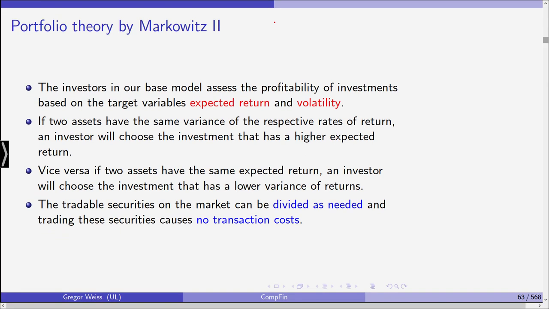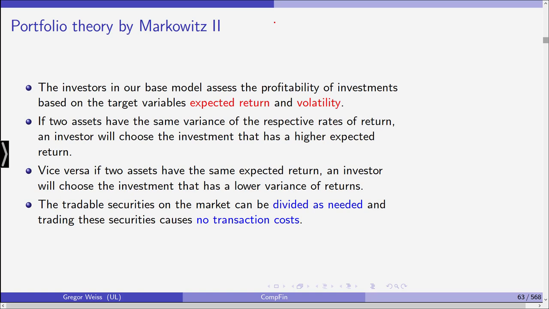Okay. Now, the investors in our base model only look at two things. They look at risk and return, and risk and return of our investments are operationalized by, first of all, the expected return and volatility. Volatility, as you probably know, is the standard deviation, the square root of variance. So we are simply taking expected value and variance, or equivalently the variance or standard deviation or volatility. We call it volatility if we are talking about the standard deviation and the variance of the return.